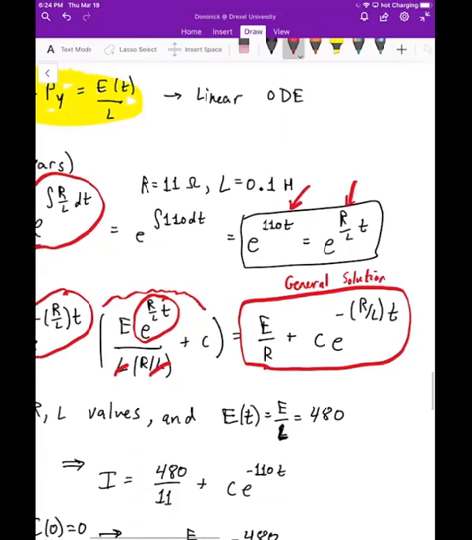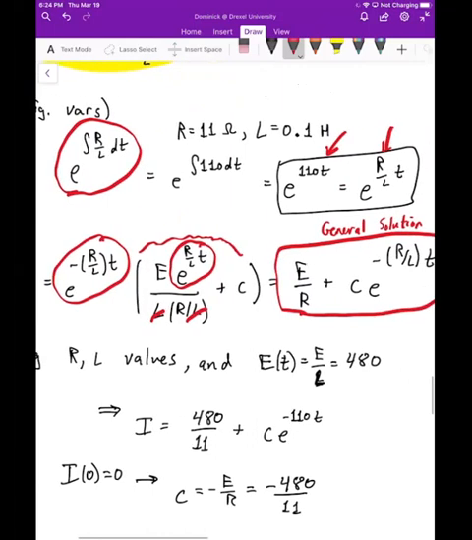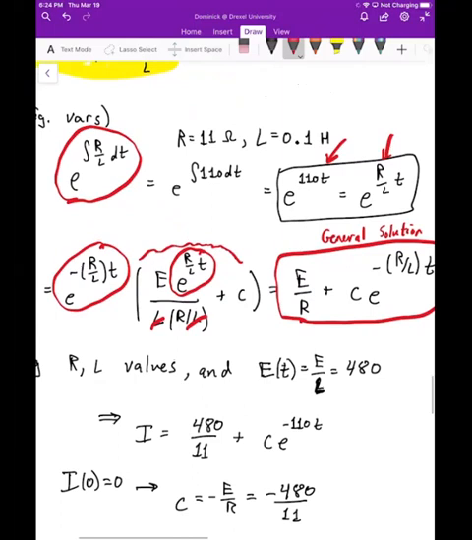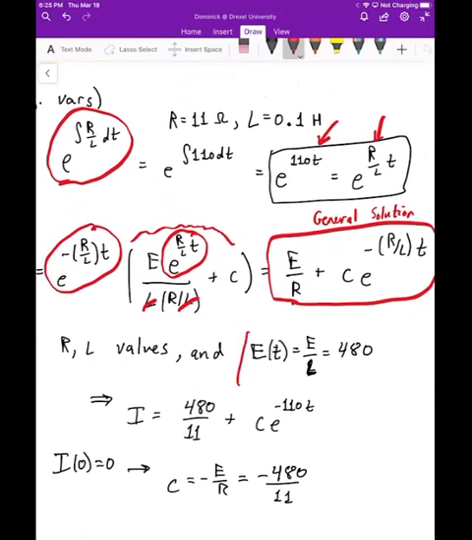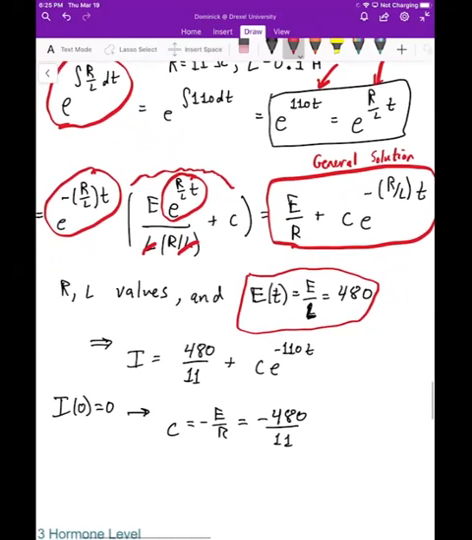Right, now of course we can take our R and L values that we defined earlier. R was 11, L was 0.1, and we know that E started off at 48 volts, so you can find your E of T to be 480 over L. So plugging all of that into our general solution, we get that I has to be 480 over 11 plus C times e to the negative 110 times T.